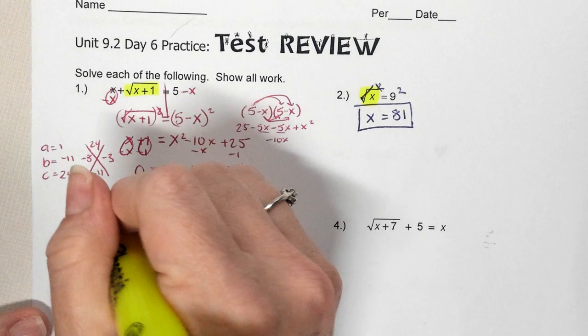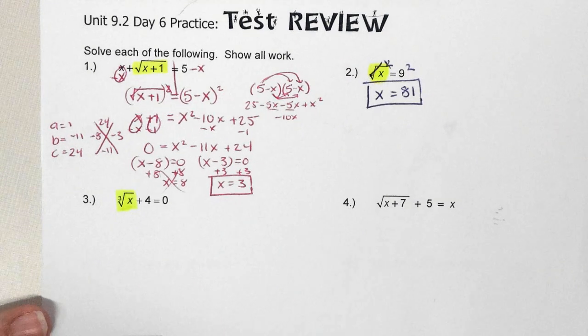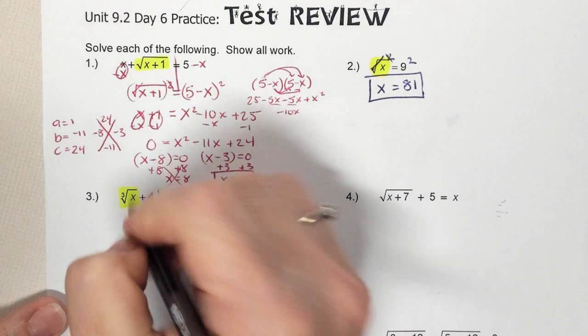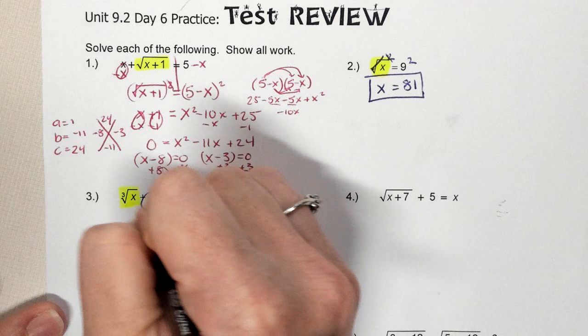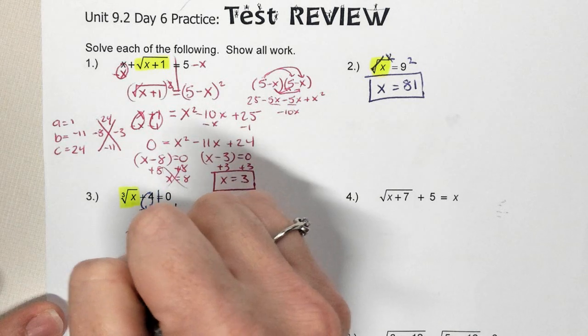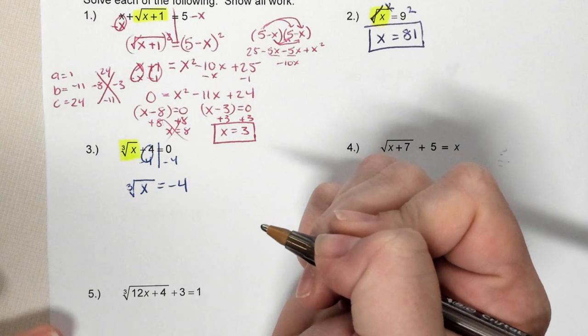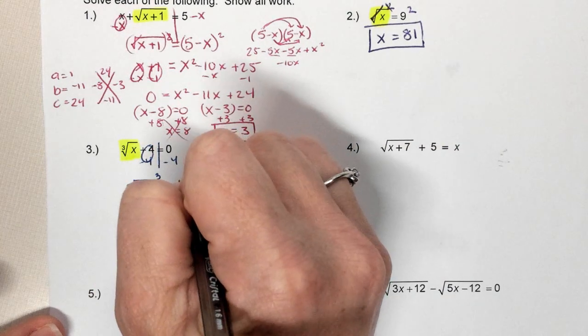So then we have this one. So I have the cube root of x plus 4. Well, I have to get the cube root by itself. So I have that plus 4 on the same side. So I'm going to do minus 4, minus 4. I have the cube root of x equals negative 4. Well, now my cube root is alone. So how do I get rid of a cube root? I have to cube both sides.